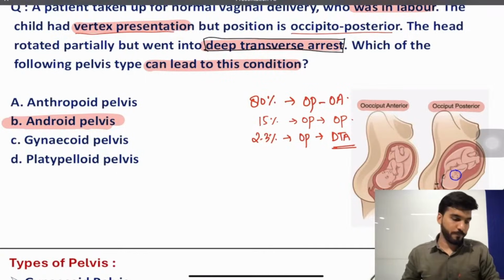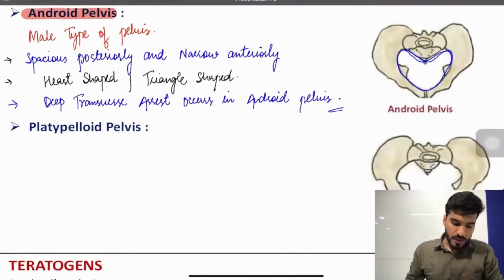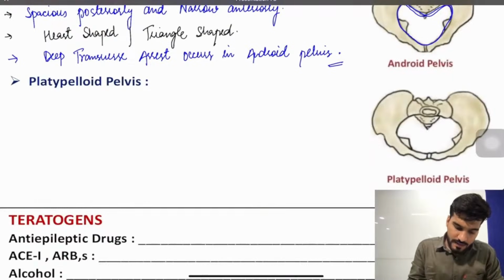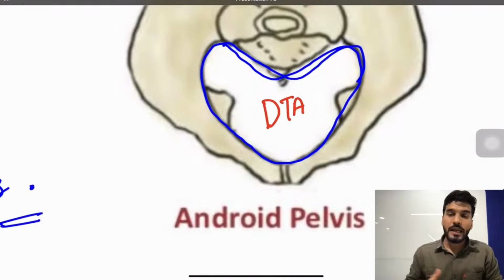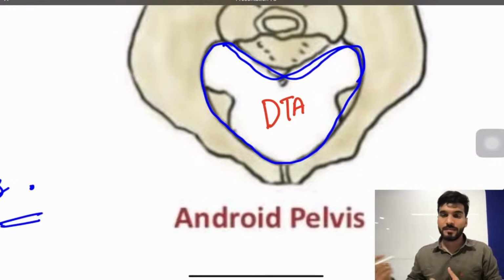Okay, now the last one is the platypelloid pelvis. This is the rarest type. In the android pelvis, what main thing do you remember? Deep transverse arrest. How do we deliver it? In case of a deep transverse arrest, we deliver with the help of forceps, right? But the best answer to choose is cesarean section. Is that clear? So first normal vaginal delivery, second face to pubis delivery, third forceps or best by C-section.